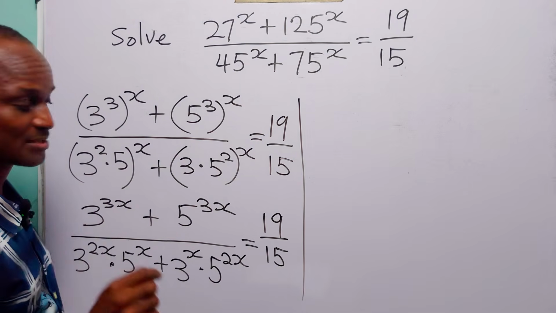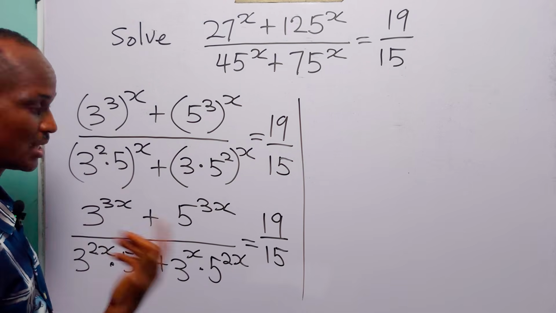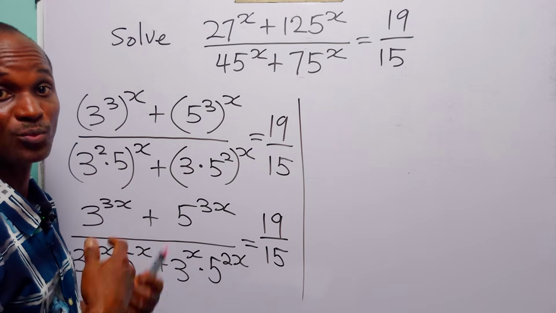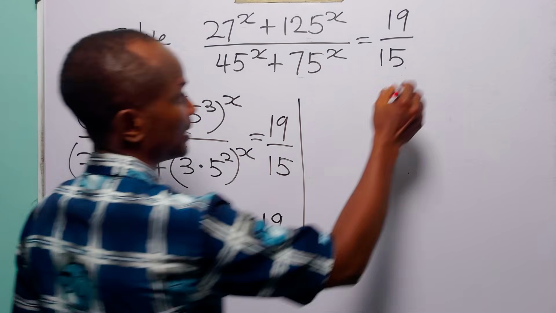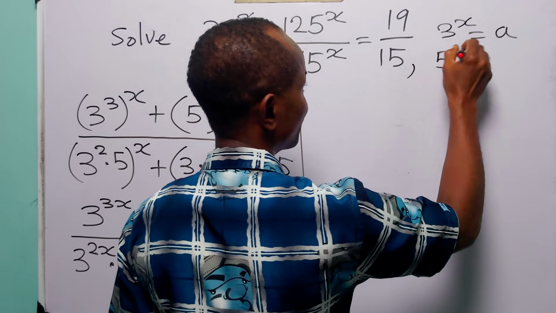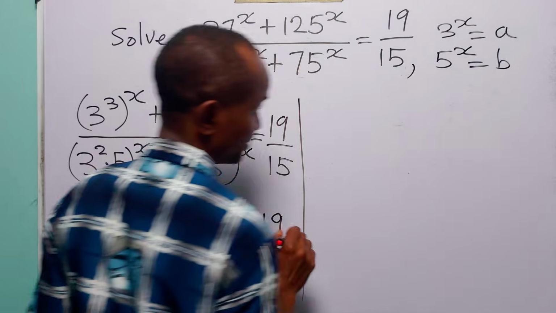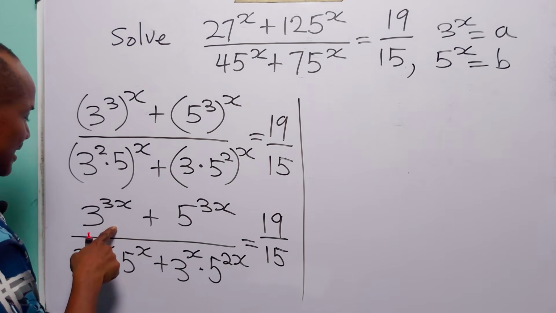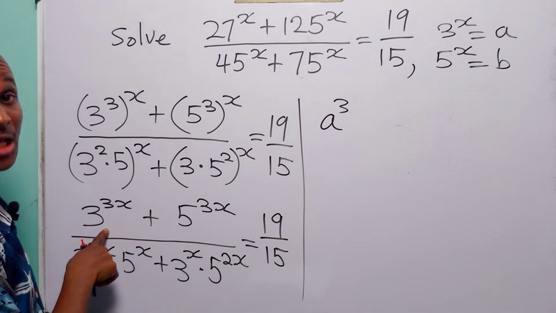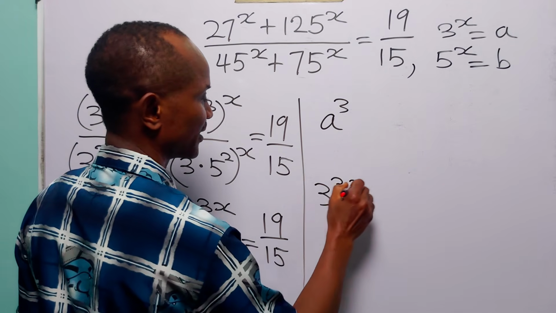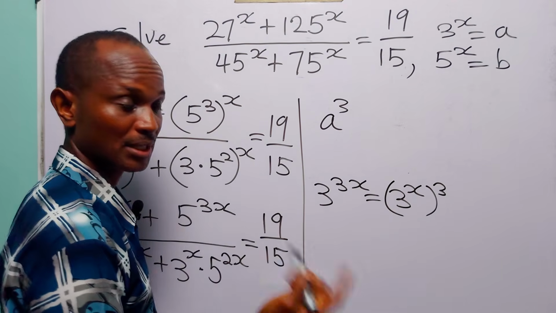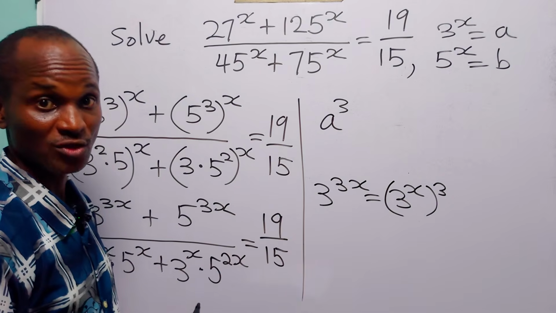Now, since we have two different bases in this exponential equation, that is base 3 and base 5, we can simplify the equation with two substitutions. Let 3 to the power x be equal to a and 5 to the power x be equal to b. With these substitutions, we can now write this equation as a cubed. Of course, you know that 3 to the power 3x is the same as 3 to the power x cubed. That is a cubed from our laws of indices.